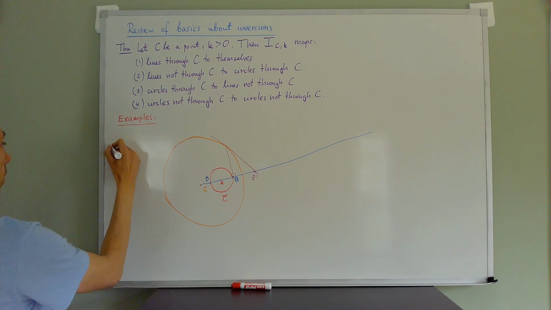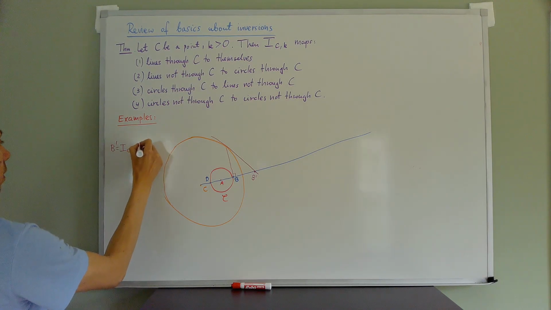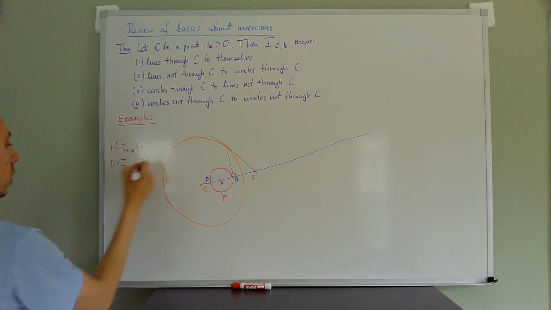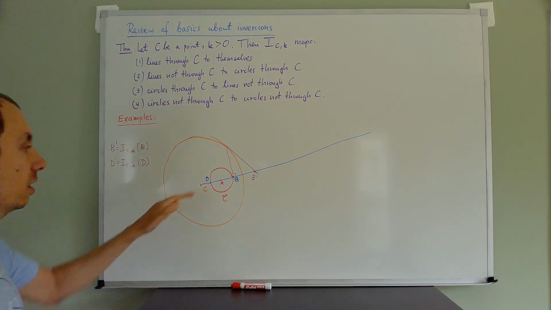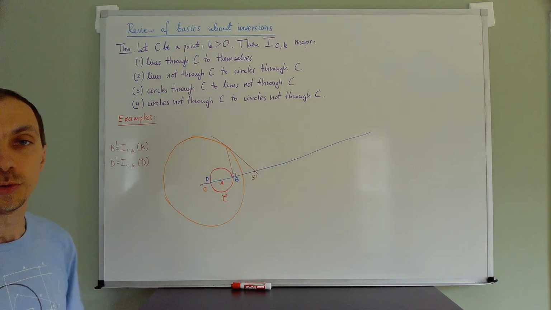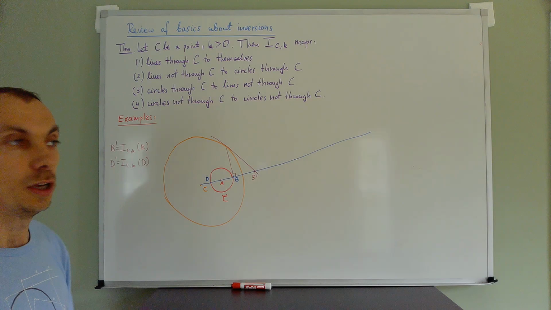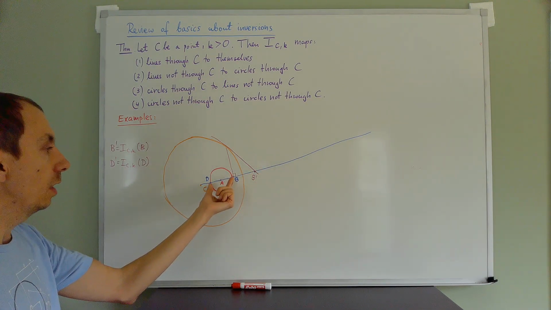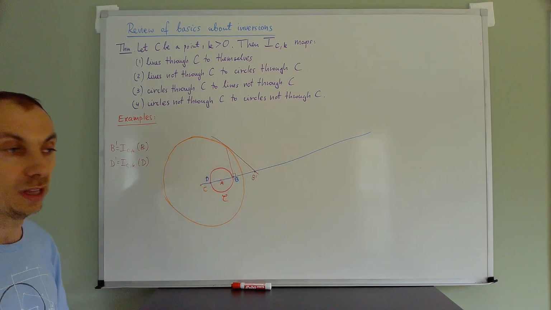So B prime is the image under the inversion of B. Okay, and let D prime be the image under the inversion of D. Of course, you note this line segment BD is part of that blue line, and the blue line goes through C. So by 1, I know that the blue line is mapped to itself. So that means the image of the line segment BD lies on that blue line.